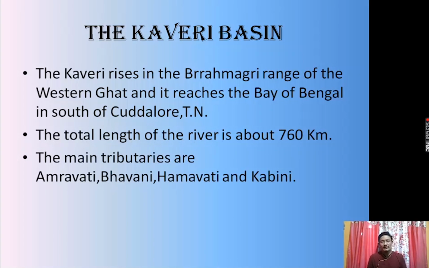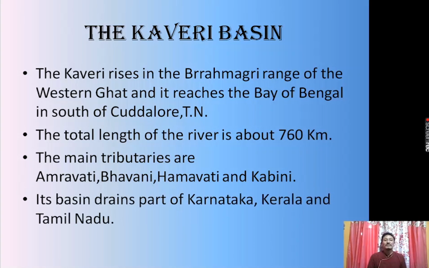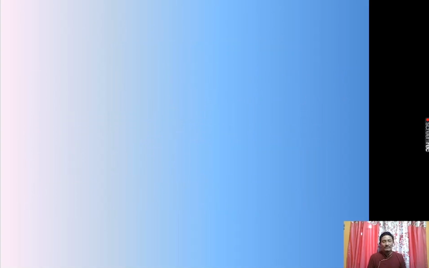So these are the tributaries. That means small streams which get connected into the main river, that is Kaveri River. Its basin drains part of Karnataka, Kerala, and Tamil Nadu. So these states come under the drainage basin of this particular river, that is Kaveri River.